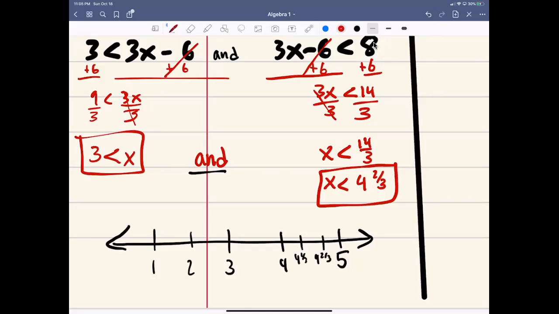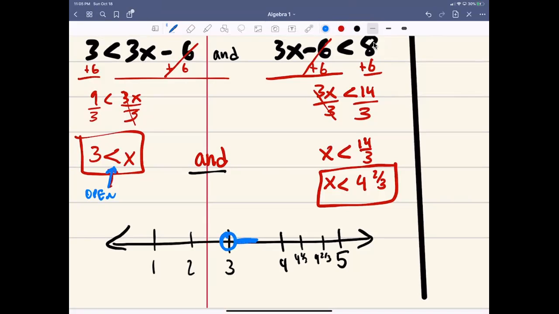Next up, we want to find our point, right? So this is gonna be open, right? And it's gonna be at 3. And because the x is bigger than 3, we're gonna go to the right. Right, but we're not gonna finish that just yet.